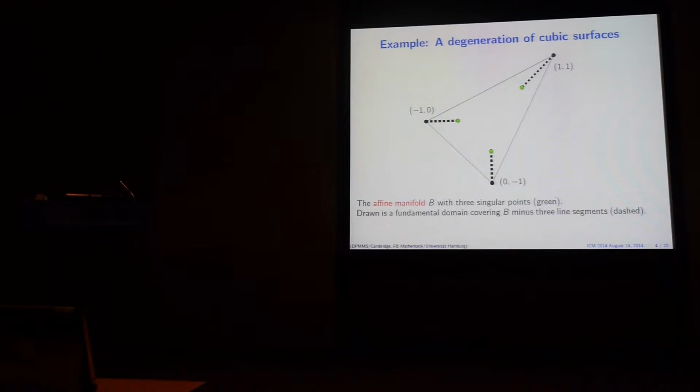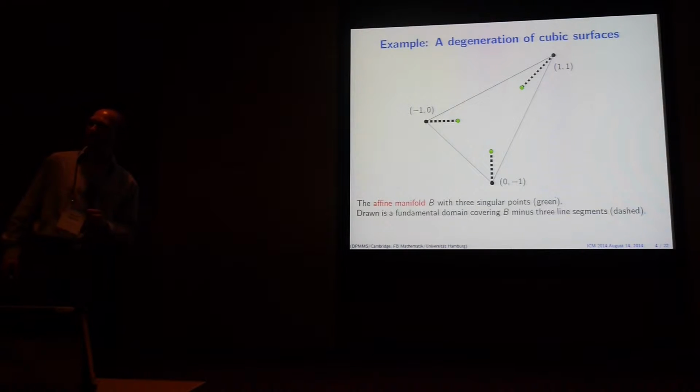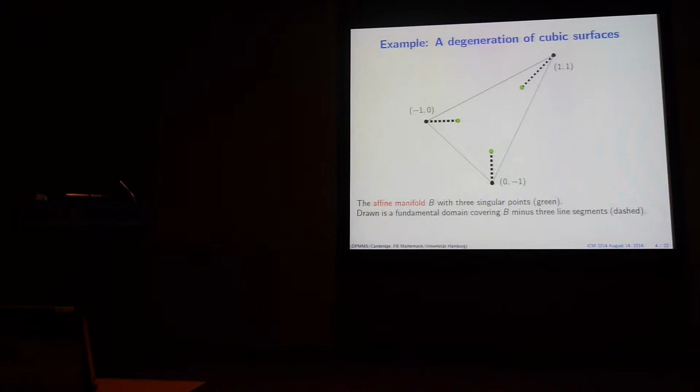So just to give you an idea what this looks like in practice, the degeneration of cubic surfaces, the affine manifold is indicated, embedded as a subset of R2 with these vertices. The dotted lines, well, there are singularities I haven't mentioned, so the interesting cases are when the affine manifold has singularities in codimension 2 that you have to remove. And then I cannot draw a global chart, but I have to take cuts, and these are indicated by these dashed lines. So it's a fundamental domain for B minus these lines. And then there's a polyhedral decomposition, looks pretty obvious here. These are the integral points.